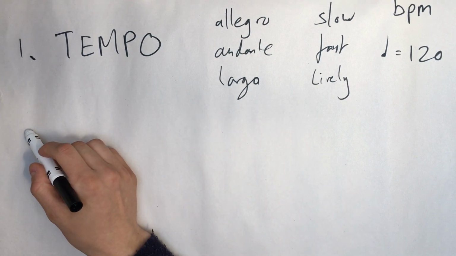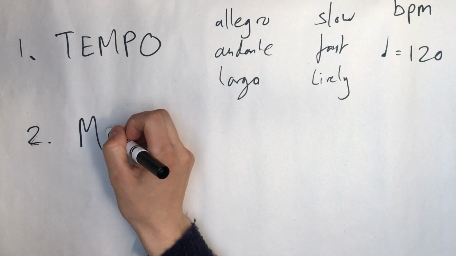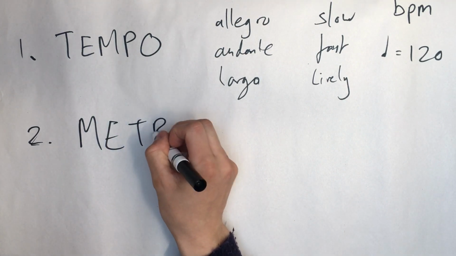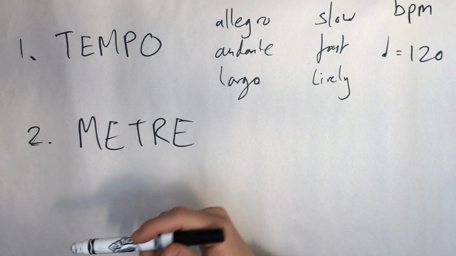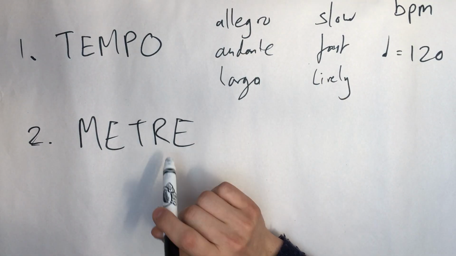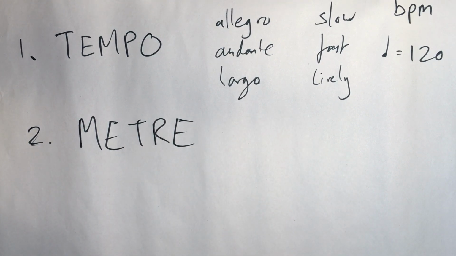The second thing I'm going to talk about is meter. So it's spelled with an ER, like that. So meter just tells you how the beat is divided. How is the beat divided? The meter tells you that.